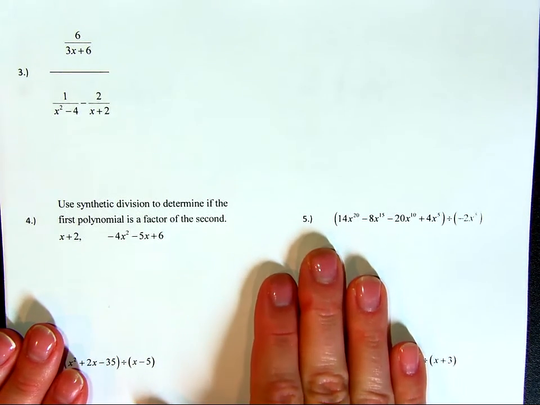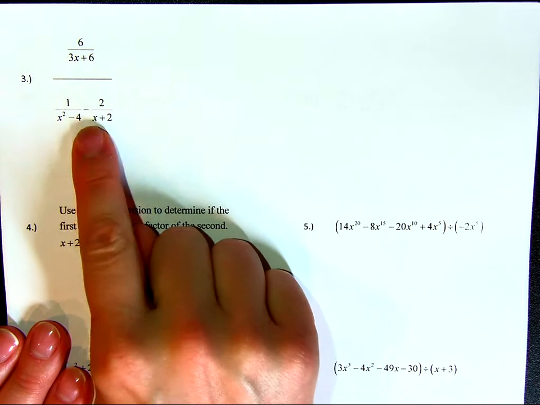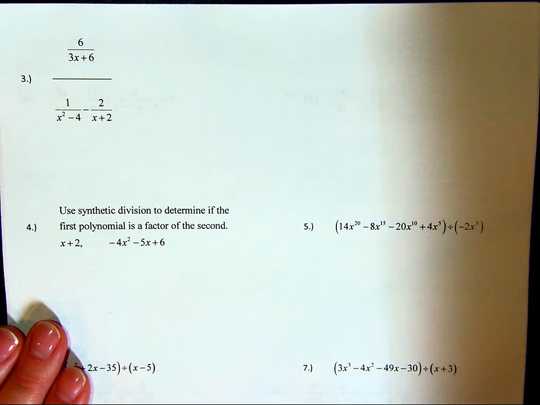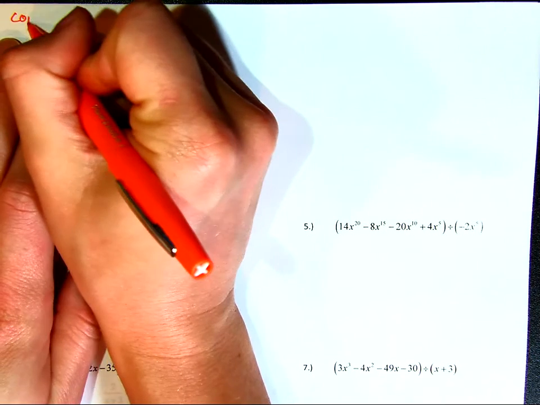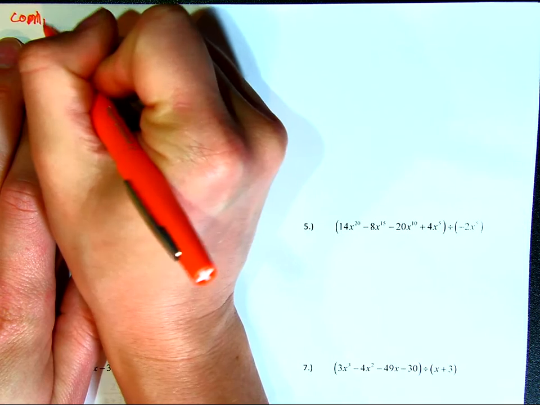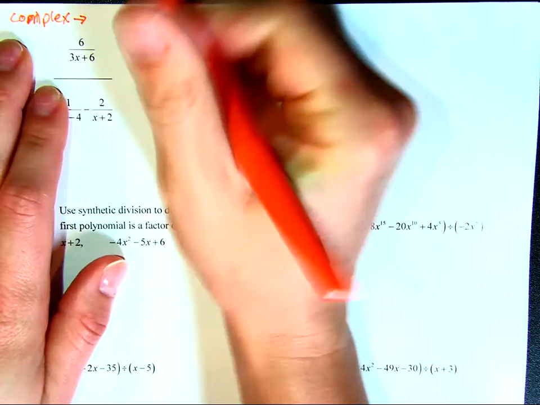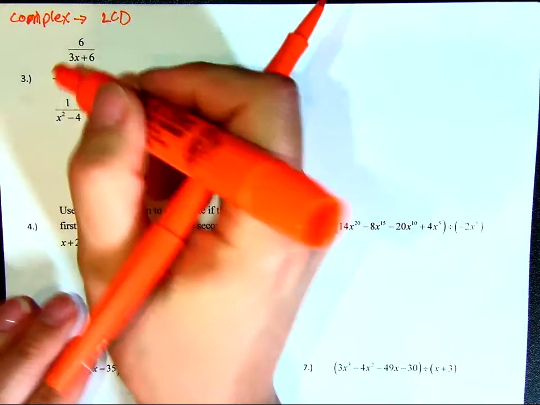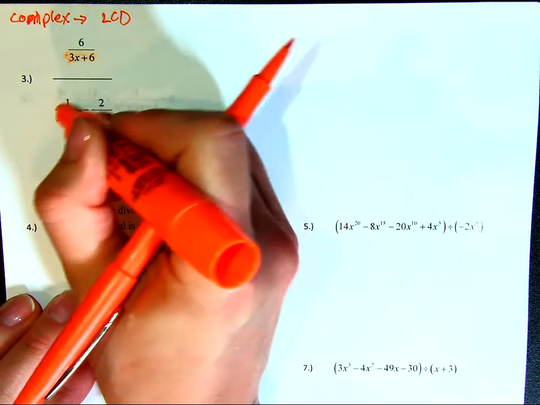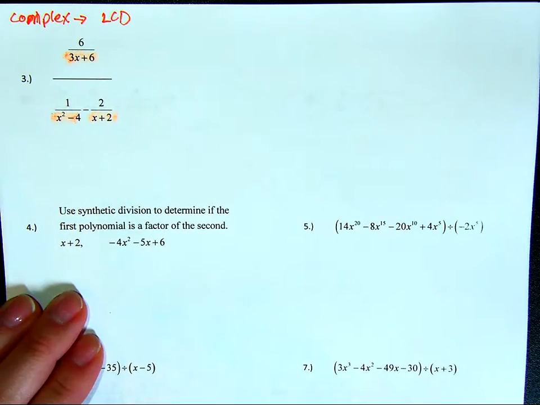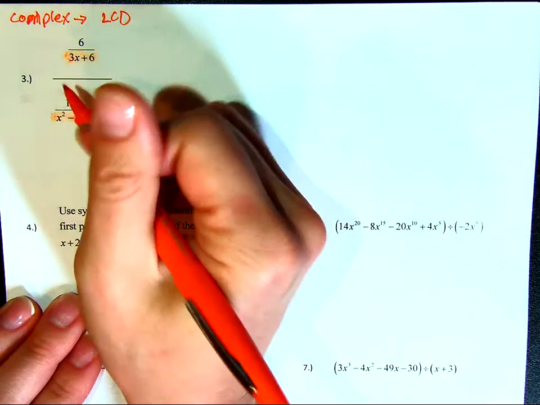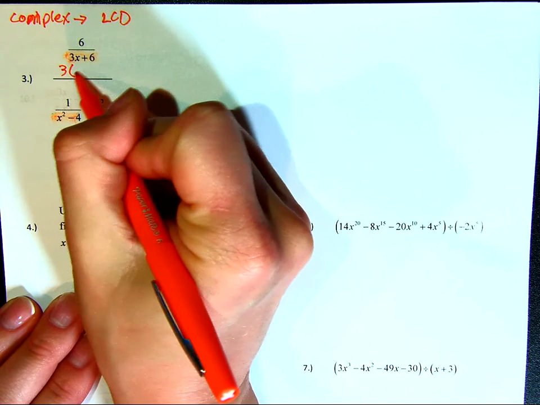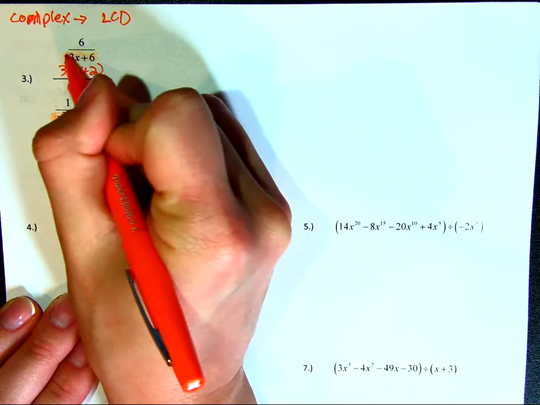We have another complex fraction. So because we have a complex fraction, that means we have to find our LCD. And if I'm going to find my LCD, that means I need to factor my denominators if I can. So here there is a GCF of 3, so I'm going to pull out a 3, and then this will be x plus 2, so that's my new denominator.